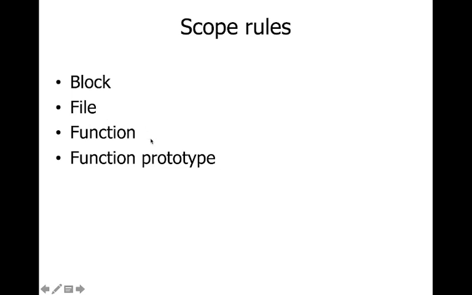Then the third is function scope. This is actually the go-to. We have already seen this go-to label. That label name is visible only within that function. So that is known as function scope.